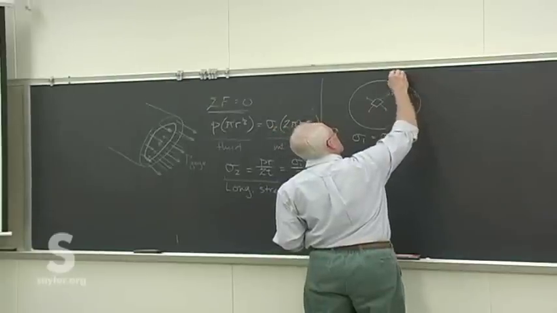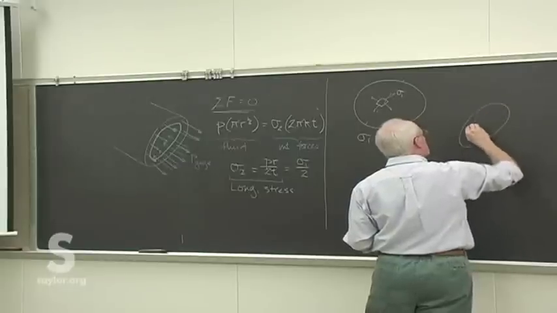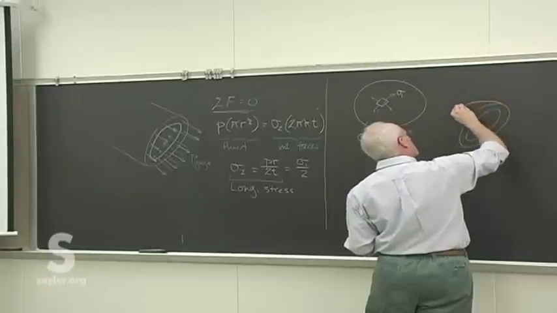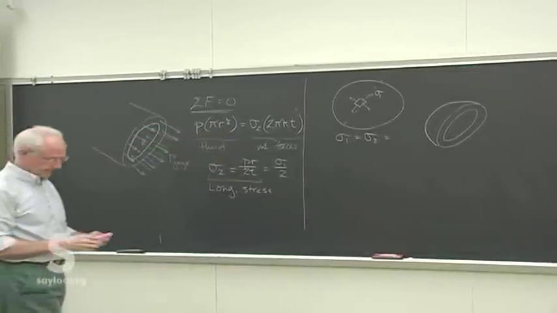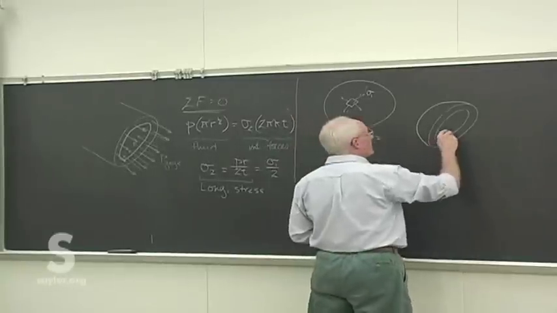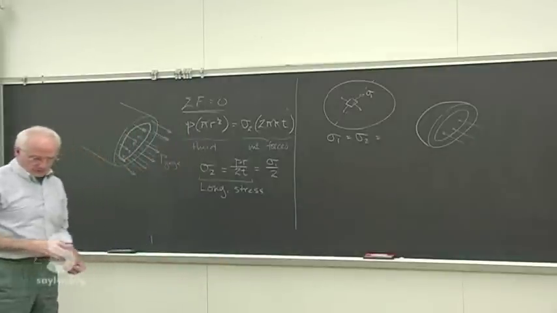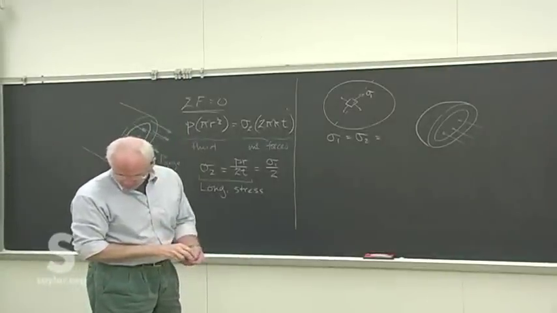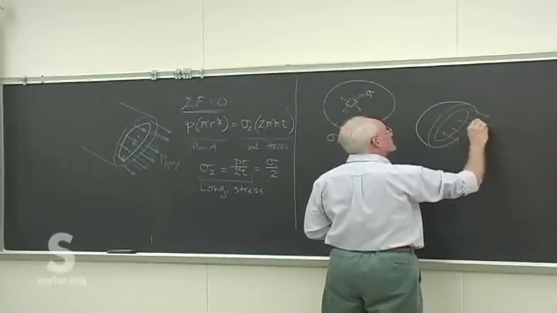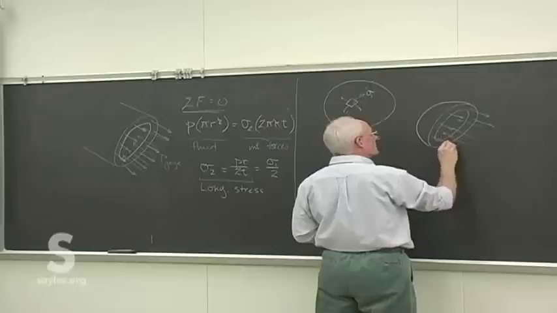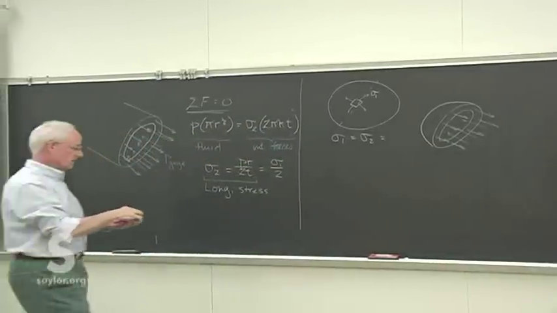So if we make a cut through the middle to expose this, we get the same kind of picture we had before. Now we have a hemisphere cut open with fluid pressure like that, and internal wall stresses like that. We get essentially the very same picture we just had, and we get the very same solution, PR over 2T.